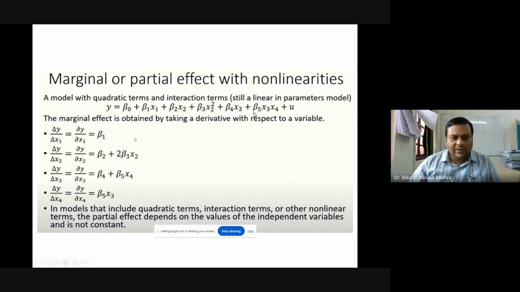Now, the problem is the way in which we have interpreted previously: if only x1 changes, then a beta 1 times change happens to the dependent variable y.